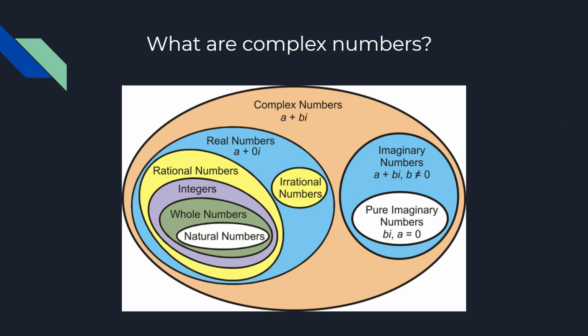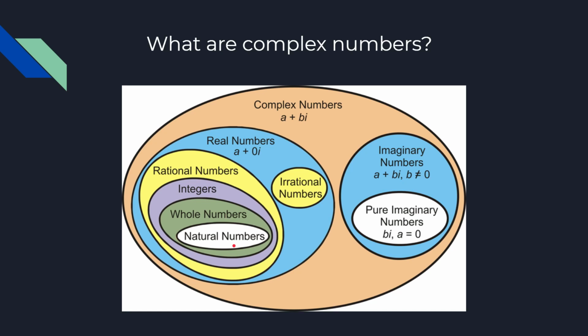Well, complex numbers are, as this example states, examples of imaginary numbers along with real numbers, a being a placeholder for any real number and bi being a placeholder for imaginary numbers and or pure imaginary numbers. Now, to understand that, you need a little bit of background information. So we're going to start with natural numbers.